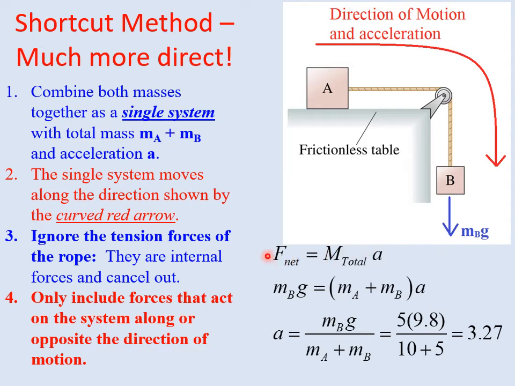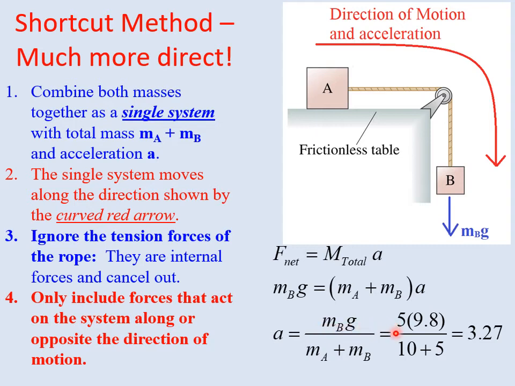So we can now apply Newton's second law. Net force is equal to the total system mass times acceleration, F equals ma. The net force is just this force that we identified, so it's the mass of B times g. The total system mass is A plus B, the masses of A and B together, and then we multiply that by the acceleration. So we're going to solve for a, the acceleration, so we divide by the total mass, m_A plus m_B. So our acceleration is m_B times g over m_A plus m_B.